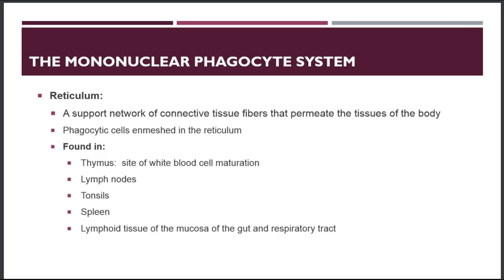So the mononuclear phagocyte system, or MPS, is composed of connective tissue fibers. These are reticular fibers, and these fibers permeate the tissues of the body. Phagocytic cells are then incorporated or enmeshed in those fibers and are able to move in the fibers between cells. It's found in the thymus, the lymph nodes, tonsils, spleen, and the lymphoid tissue of the gut and respiratory tract.